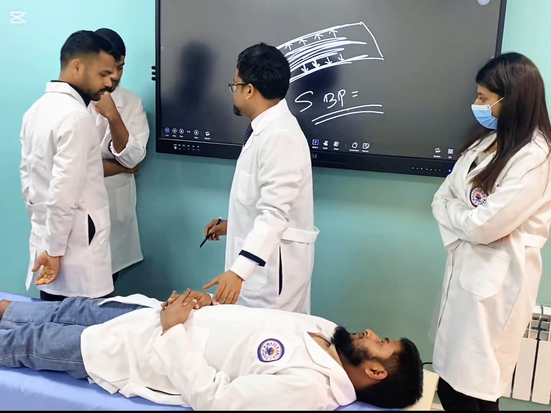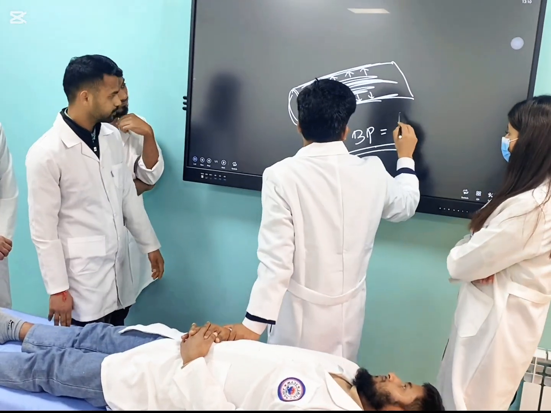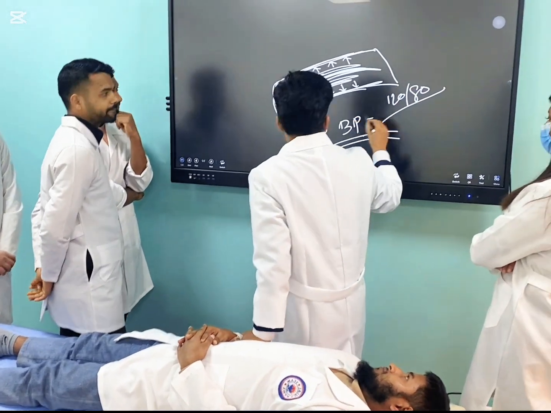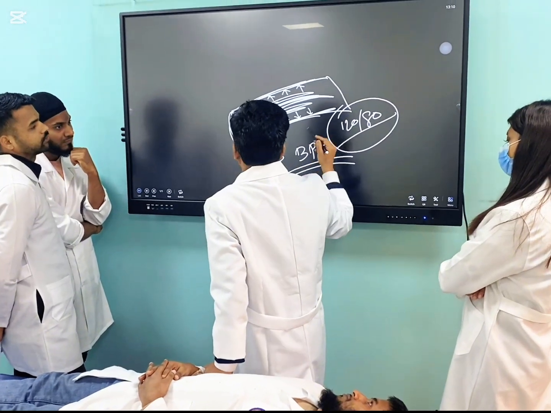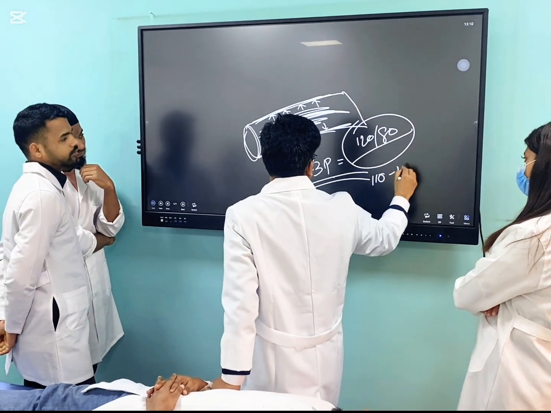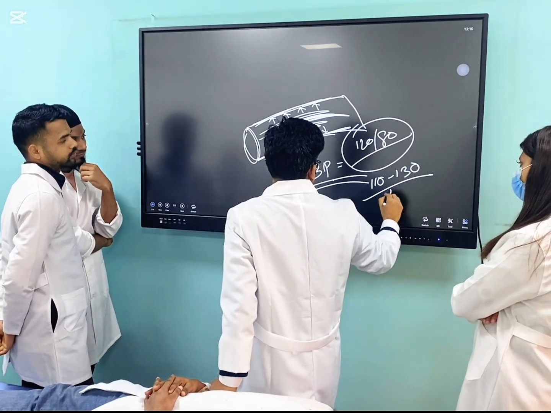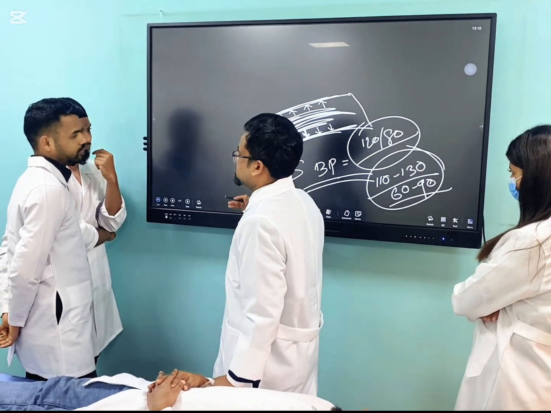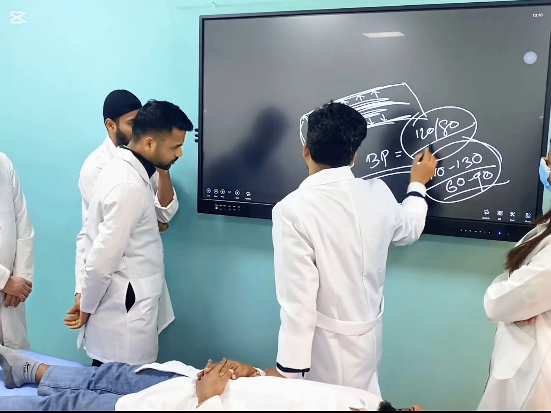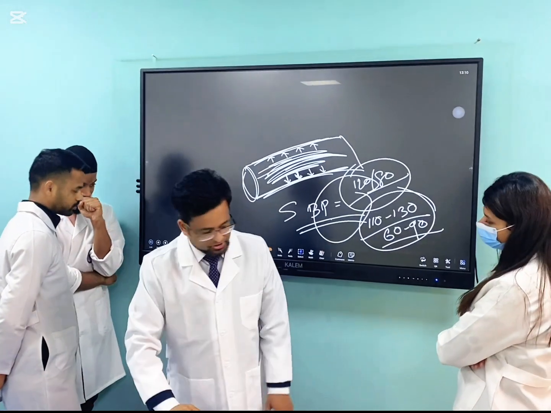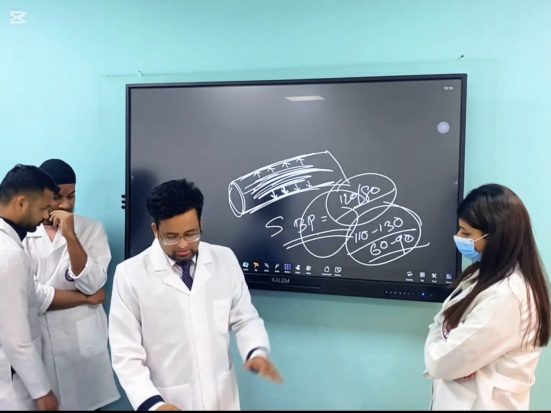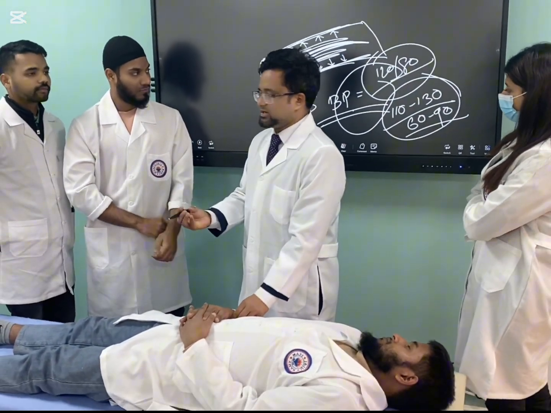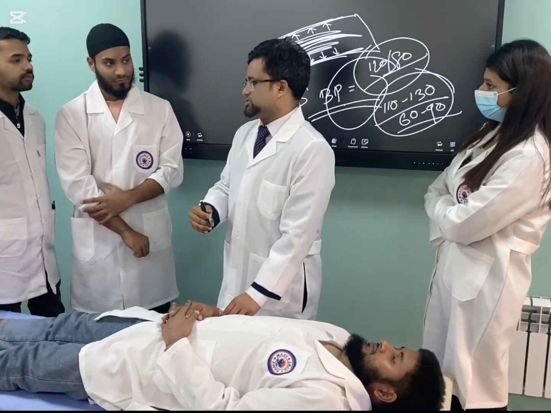Normal blood pressure, exactly, is 120/80 in some books, but in range it will be like 110 to 130 over 60 to 90. It varies from book to book, but this is the normal range of blood pressure. If it is more than normal, this is called hypertension, high blood pressure. If it is less than normal, this is hypotension. There are many reasons for hypertension and hypotension, right?